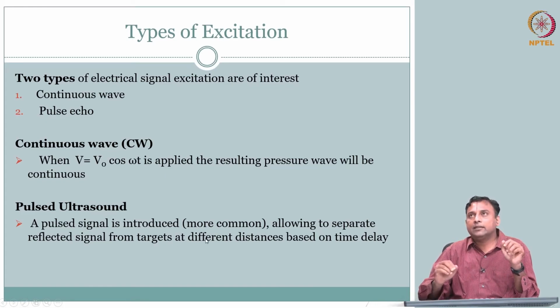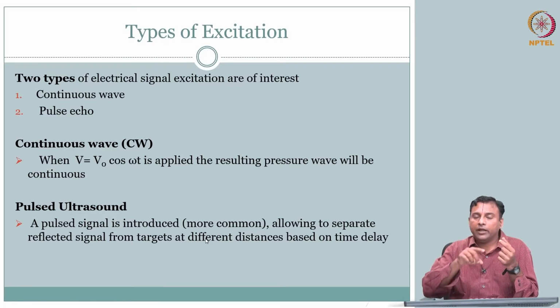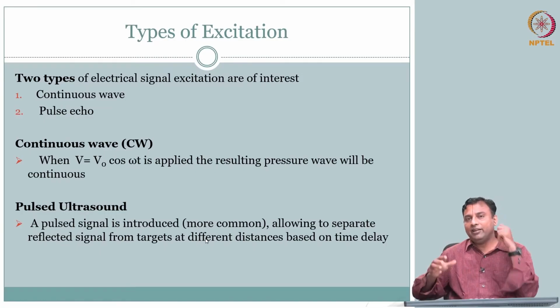So the idea here is this: instead of continuously applying, I will send a short burst, right? I will apply a sinusoid for a short duration. So that's why we call it a pulse. A small, 2-3 cycles of a sinusoid I will hit.